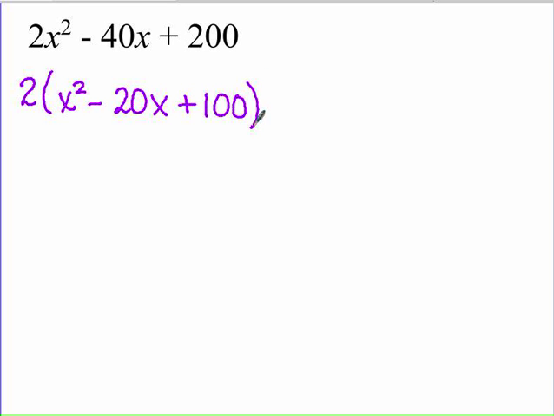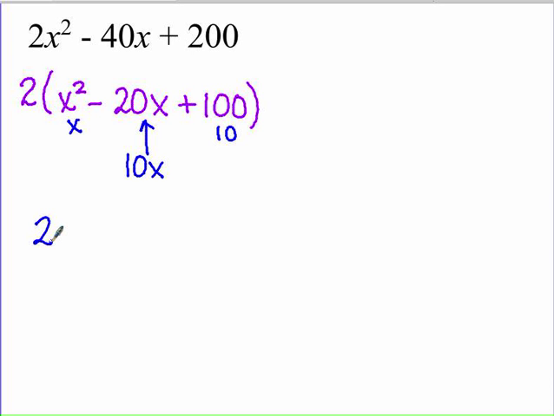So then now I look to see if it's a perfect square trinomial. Is it? Yes. What's the first term that's squared? X. Last term that's squared? 10. So remember how I check. I take x times 10 and I get 10x. Is the middle term twice that? Yes.